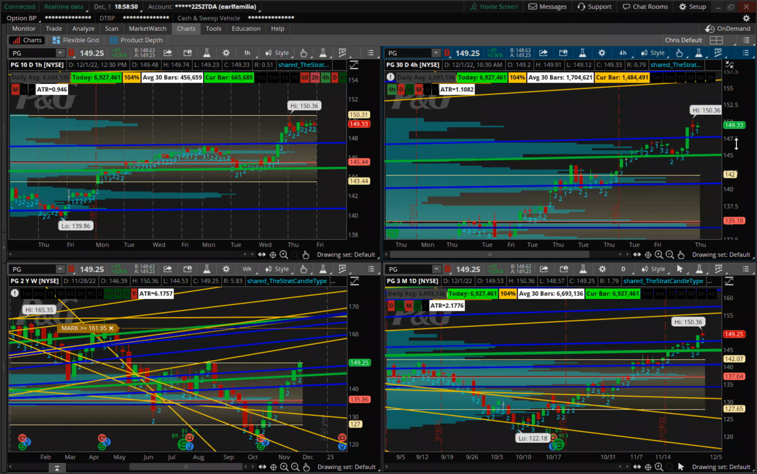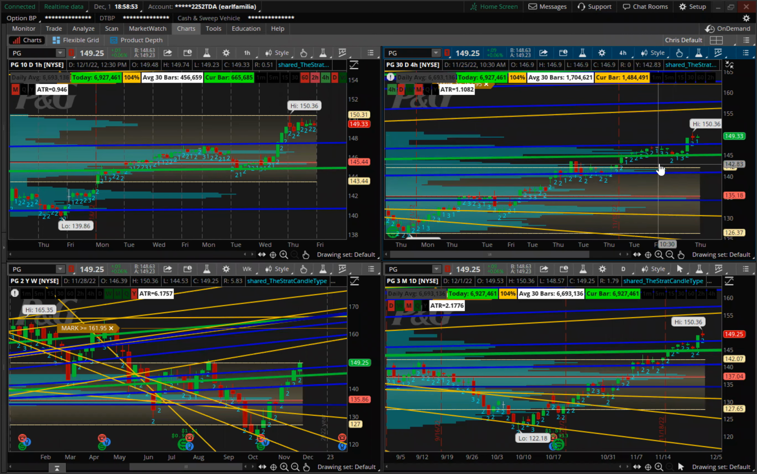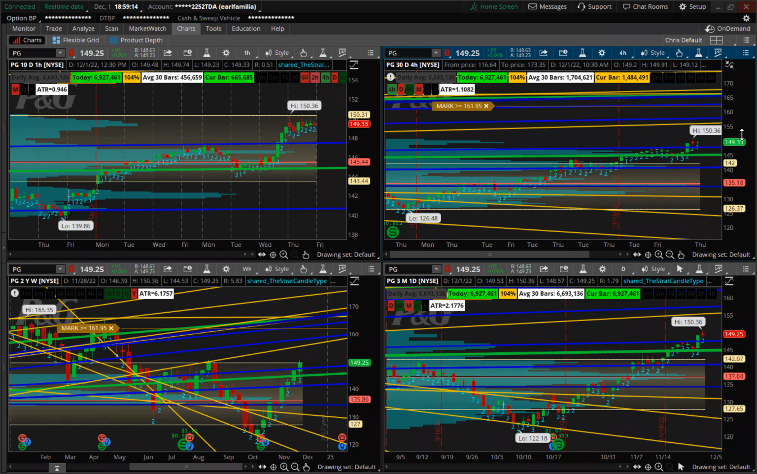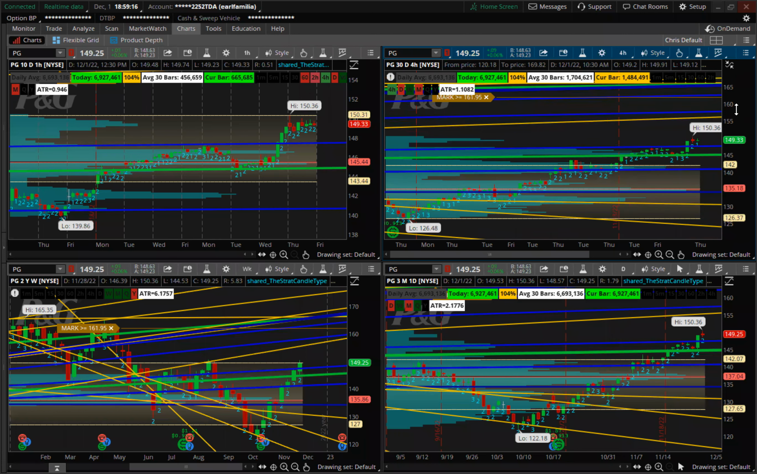So on PG, my take right now is we're going to try to push our way up to this 157 level by the next expiration, which is on the 16th. It might actually push through that to the 160 level. But I see 157 as easily doable, just based on the behavior of what it does this time of year.